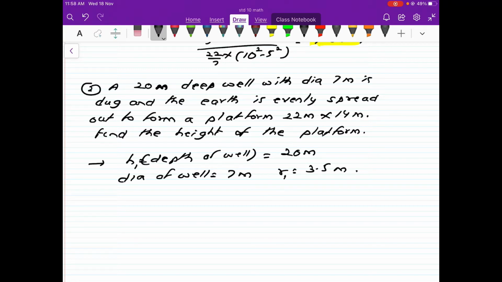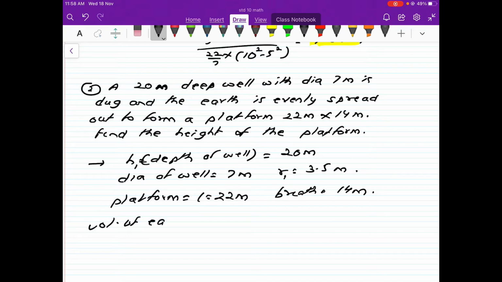Now what are the dimensions of the platform? What is the length given? The length is 22 meters. And what is the breadth given? The breadth given is 14 meters. Now we have to equate the earth. So the volume of the earth dug out is equal to the volume of the platform.